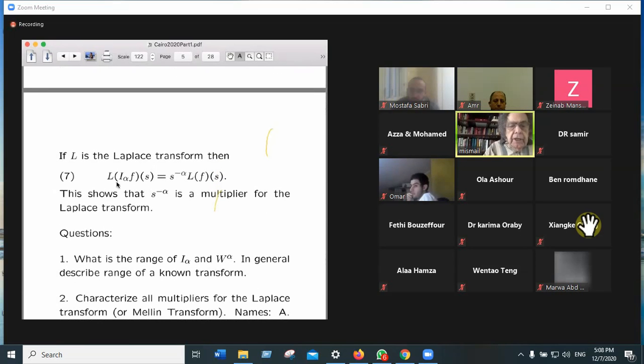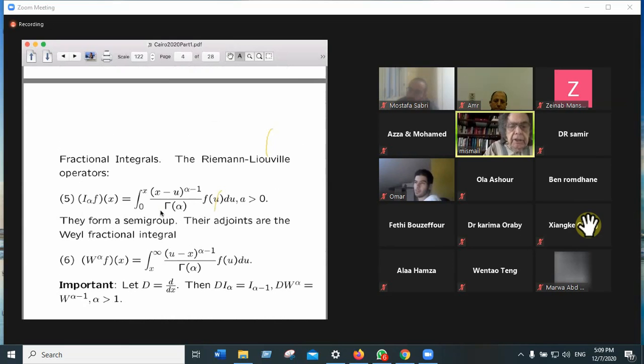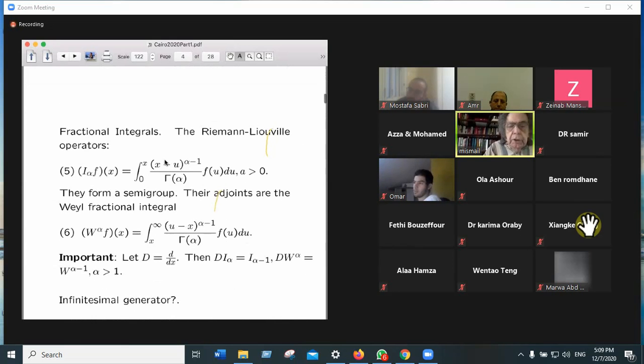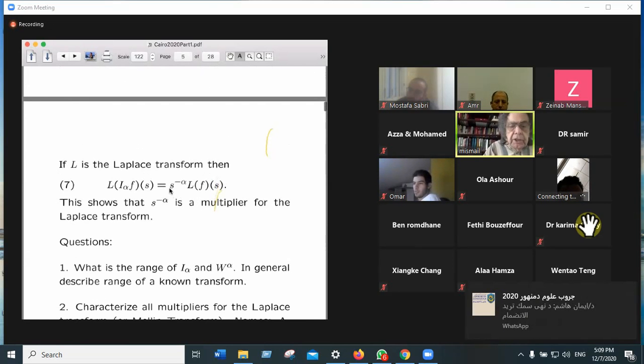Okay, another thing is, if I take the Laplace transform and act on the fractional integral, I get s to the minus alpha times the Laplace transform of f. This is a very trivial formula to prove, and the reason for it is that this integral operator is a convolution. So of course, when you take a Laplace transform of a convolution, you get the product of Laplace transforms. So it's not surprising that you have something like this.